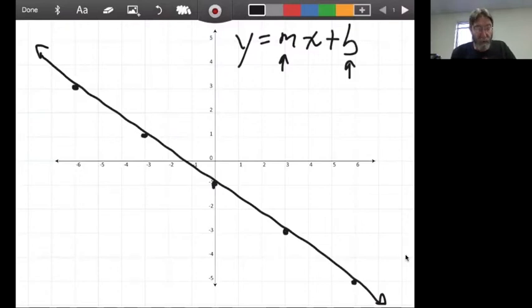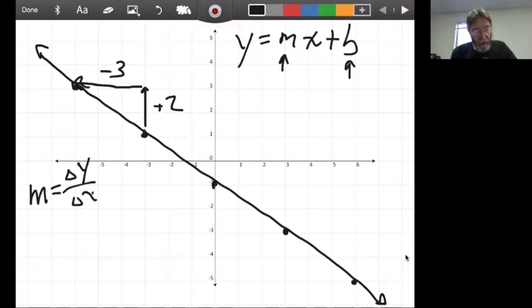Pick any 2 points. Let's look at this point here and another point over here. Let's look at our slope. Up 1, up 2. Now up 2 is a positive 2. But now we have to move left 1, 2, 3 spaces. And when we move left on the x-axis, that's a negative 3. So our slope, m, change in y over change in x, is going to be 2 over negative 3. That's the same as just having a negative 2/3.